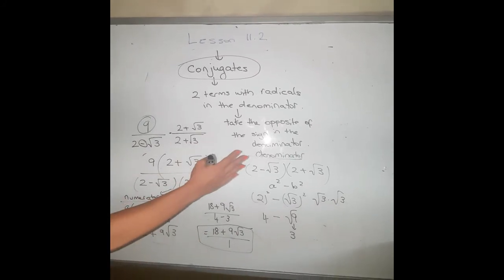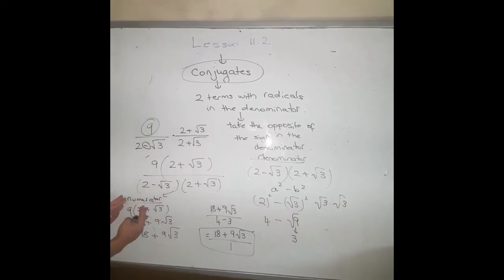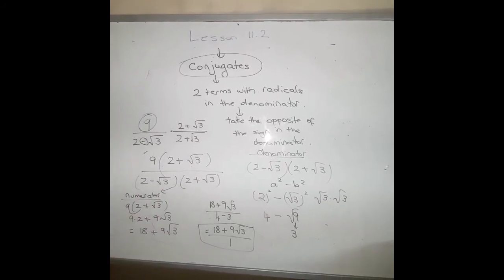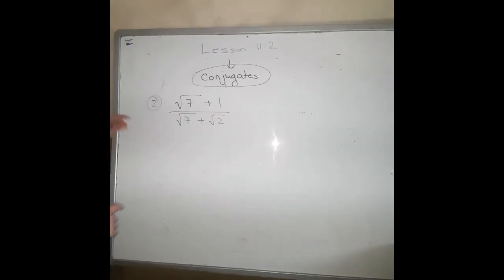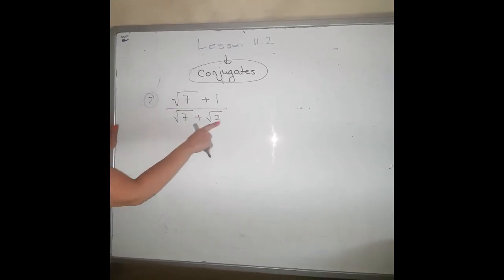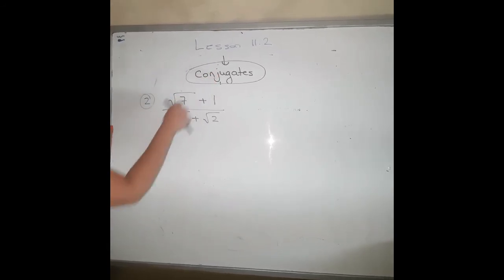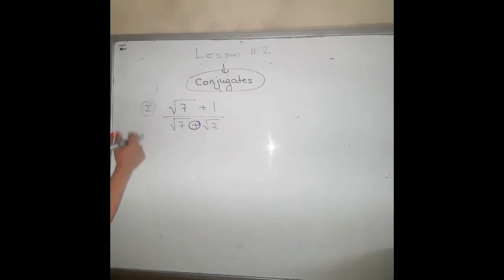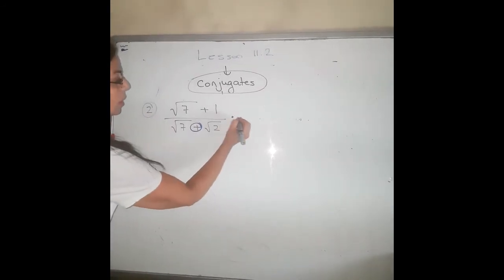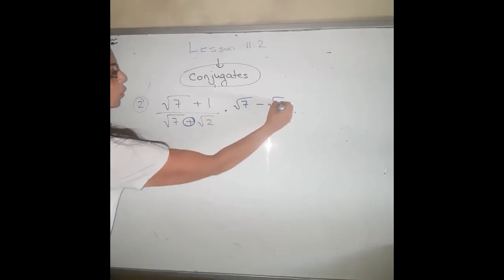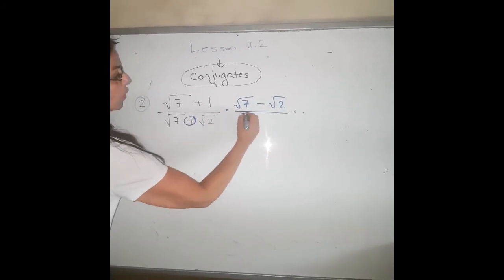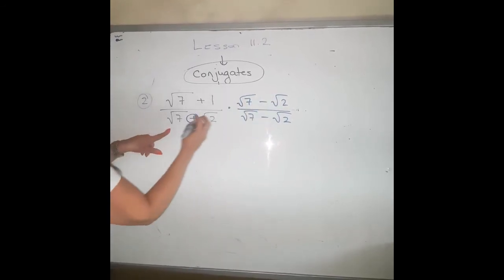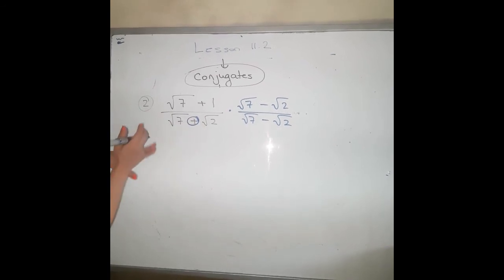So I want you separating your page into two, doing the numerator on one side and the denominator on the other, then putting them together and seeing what you can simplify. Let's look at this example, radical 7 plus 1 over radical 7 plus radical 2. Again, it's a conjugate because it's made up of two terms with radicals and there's a sign. So I simply take the opposite. The opposite of a plus sign is a minus. So I multiply by radical 7 minus radical 2 over radical 7 minus radical 2. I don't change the a and the b, I just leave them as they are. I only take the opposite of the sign.